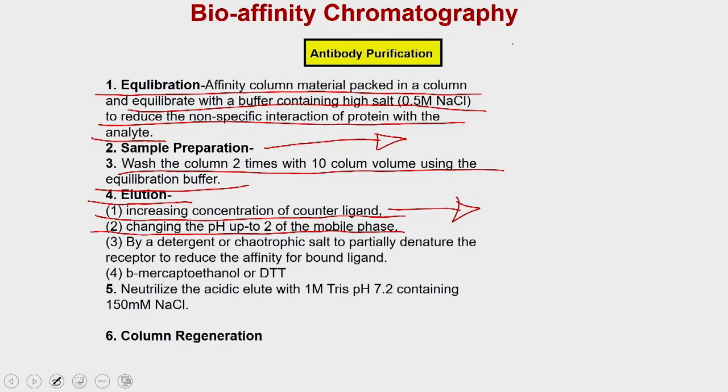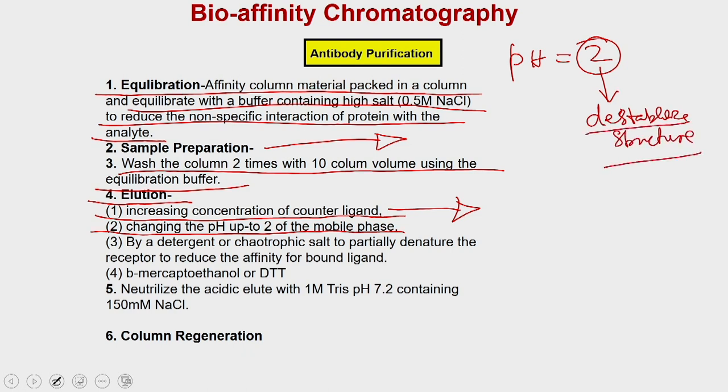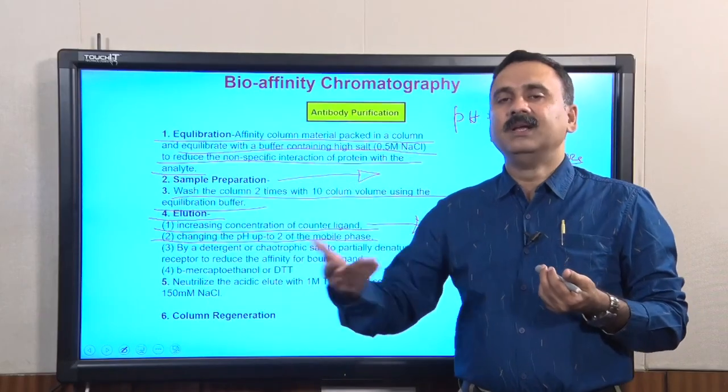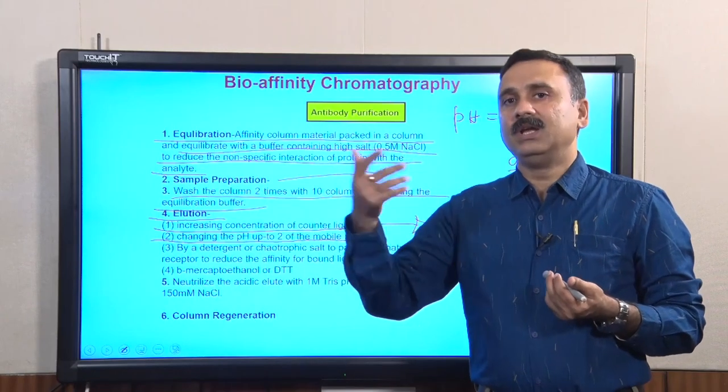So, what will happen when you change the pH to 2? It is actually going to destabilize the structure of the antibody, and once it destabilizes the structure of the antibody, the antibody is going to have reduced affinity for the antigen which is bound to the matrix, and in that process the antibody is going to be eluted from the column.